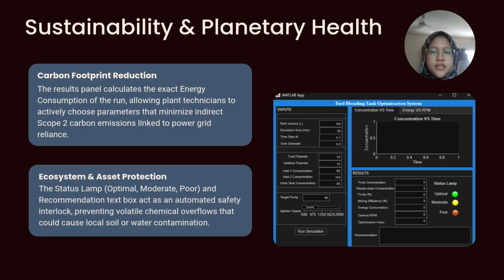The color-coded status lamps and the responsive recommendation diagnostic field function as a real-time process safety interlock. By providing immediate corrective feedback, the software minimizes the risk of volatile chemical venting or hydrodynamic overflows, mitigating toxic contamination of local soil and water tables while simultaneously extending equipment life cycles. In conclusion, this interface demonstrates that transient chemical process troubleshooting can be transitioned from a reactive high-emission paradigm into a proactive low-impact green engineering system.